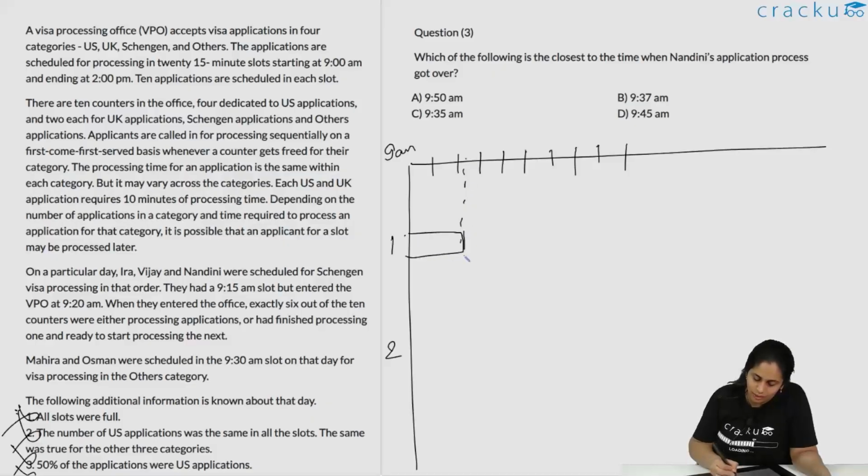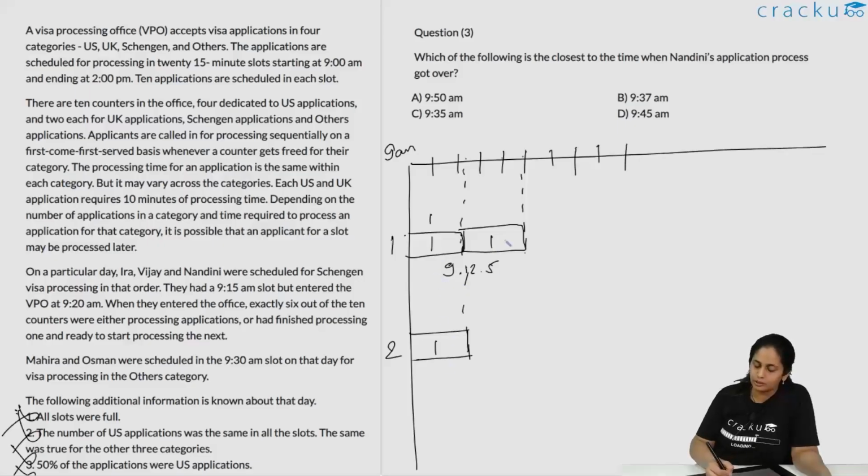So this is over at 9:12.5. This is the first slot, first guy. This is the first slot, second guy. This is also done at 9:12.5. This is also first slot. Then the first slot, third guy or the third applicant from the first slot will be processed and that will be done by 9:25. So this is 9:20. By 9:25, the third applicant of first slot is also done.